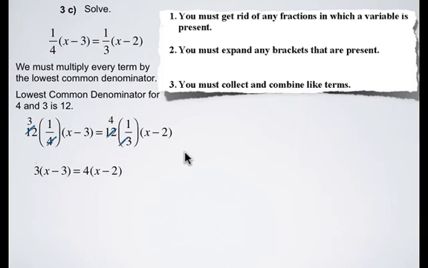Second step is to expand any brackets that are present. So we're going to multiply each term in the bracket by the coefficient in front of the bracket. So 3 times x minus 3 will simplify to be 3x minus 9. And on the right-hand side, 4 times x is 4x, and 4 times negative 2 is negative 8.